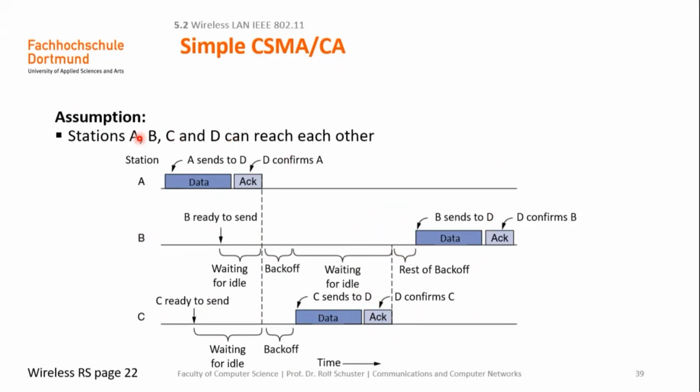This is a typical scenario where three different stations need to transmit a frame to another station, and there is a process of contention because there is only one common, shared channel to transmit the frames.